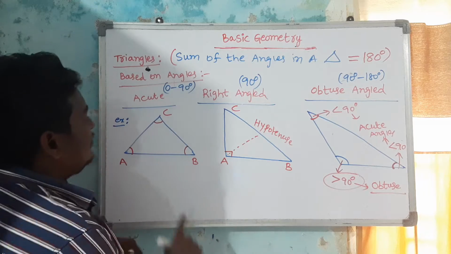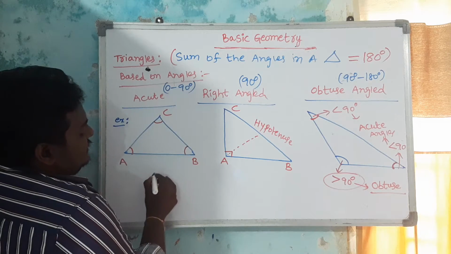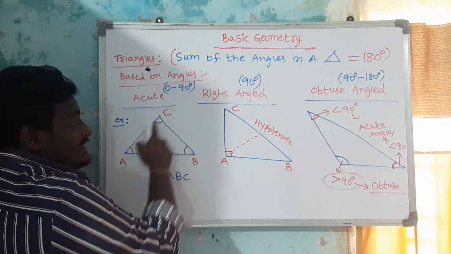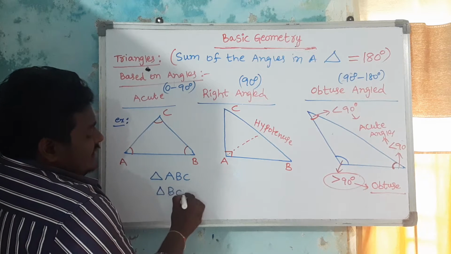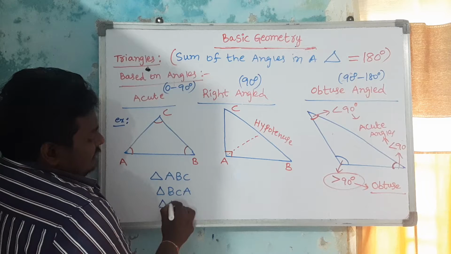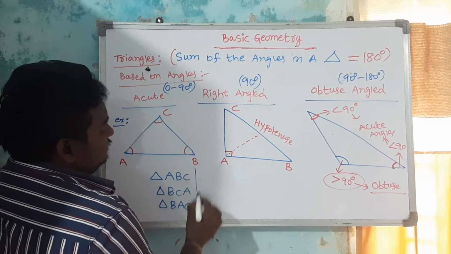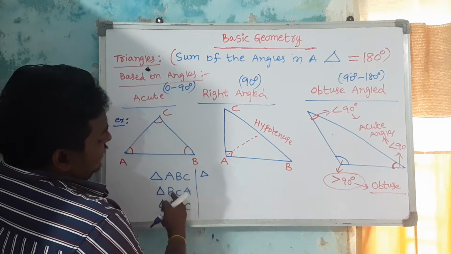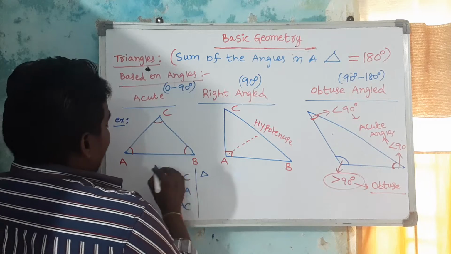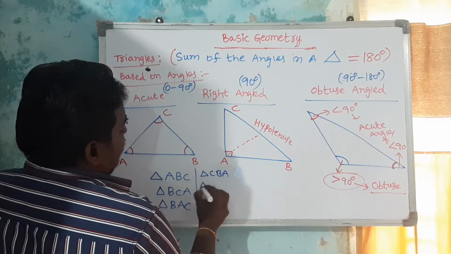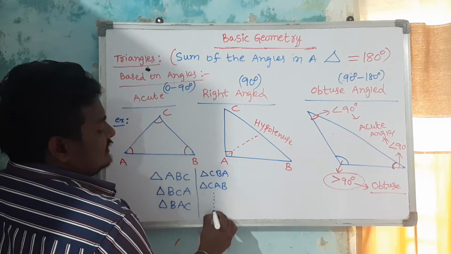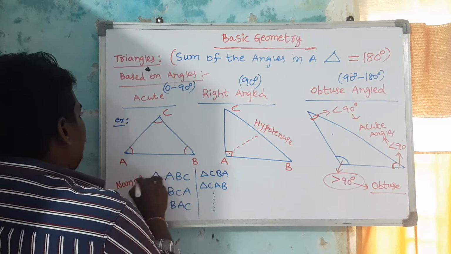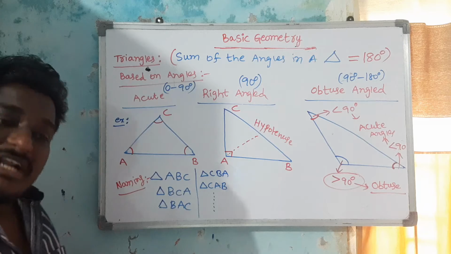I have forgotten one thing: the naming of a triangle. We can do it like this: triangle ABC. I can say triangle ABC, triangle BCA, triangle BAC, triangle CBA, triangle CAB. Any possibility you can write. This is the naming of a triangle, and the different types of triangles.